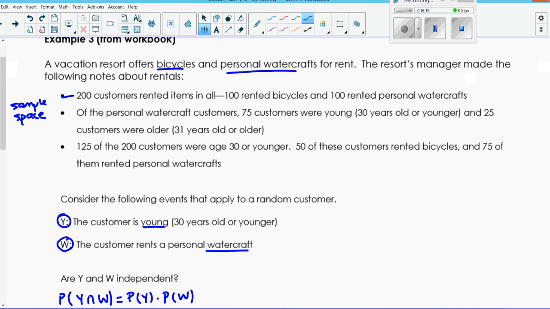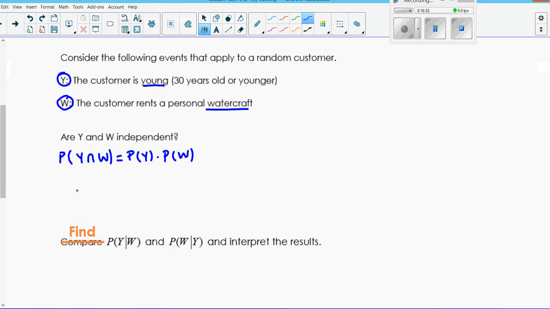Okay, I want to determine these three things. So I'm going to go and find the young and watercraft. Okay, so young and, so that somebody was young and they rented a personal watercraft. Well, it says that there were 200 customers rented items in all. So I know that that's my sample space. So there are 200. And I want to know, out of those 200, how many were young and rented a personal watercraft.